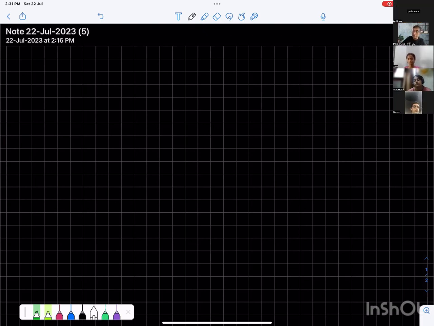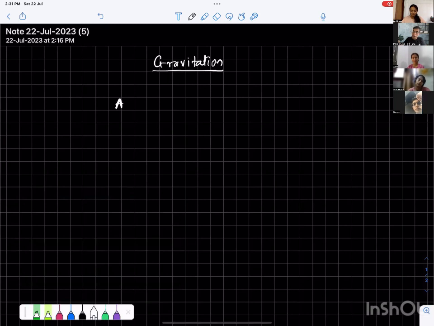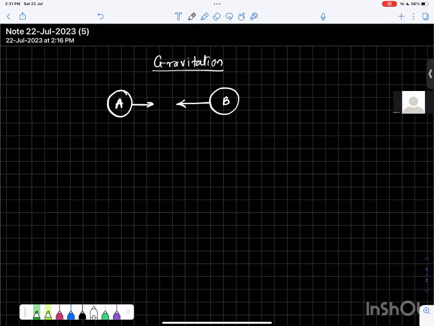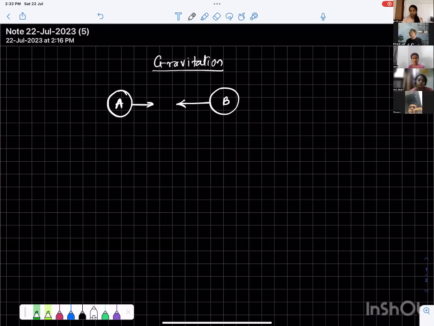So, guys, what does the law of gravitation state? It says that between any 2 objects, any 2 bodies, for example, let's say here we have an object A, and there is another object here, B. Between any 2 objects, like A and B, there will be a force of attraction. Whatever objects are around you, for example, a glass of water, chair, table, they all have a force of attraction between them.